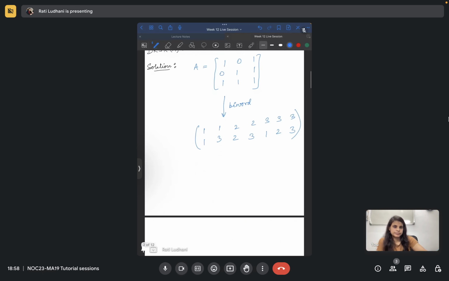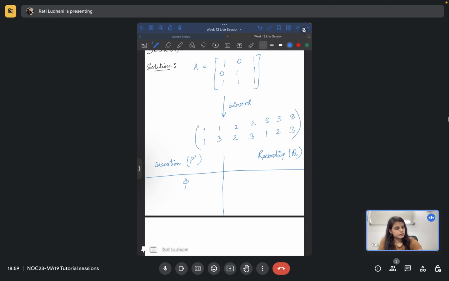P is insertion, Q is recording. So P I'll not write, because what we are getting is the transpose. So we can write just P dash. And this is the recording tableau, so this is your Q. Okay, so we again start.